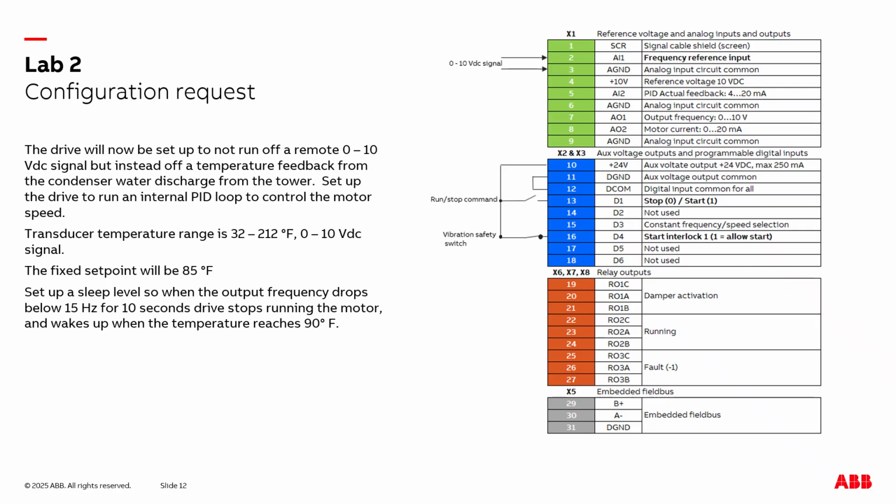Now, the transducer that will be connected to the drive has specifications of 32 to 212 degrees Fahrenheit represented by a 0 to 10 volt signal. So that means 0 volts DC equals 32 degrees Fahrenheit and 10 volts DC equals 212 degrees Fahrenheit. In this PID loop, we're going to be asked to set up the drive with a fixed internal set point of 85 degrees Fahrenheit.